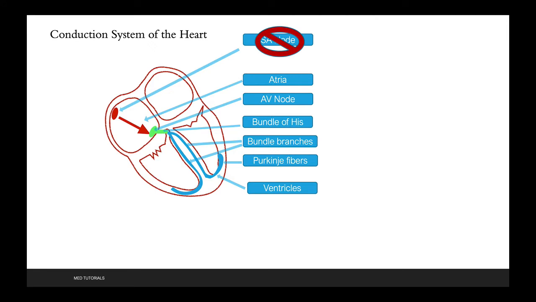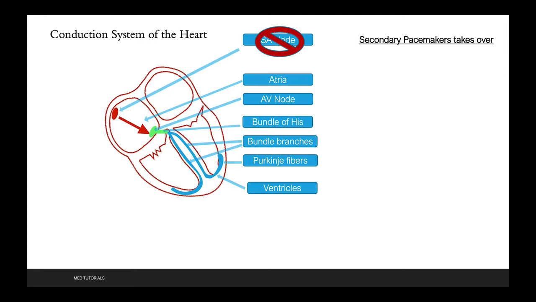Now what happens if the SA node malfunctions or dysfunctions? Then you have secondary pacemakers that come into action. If the SA node is unable to generate impulses for any reason, other areas in the heart will function as pacemakers, and these are known as secondary pacemakers. Now secondary pacemakers usually work as a hierarchy. If one level doesn't work, then the other level sets in.